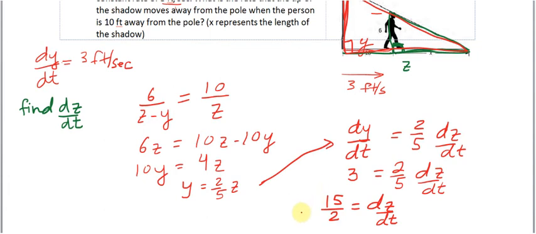And so there you have it. Oh, let's make sure we get the correct units here. This would be in feet per second.